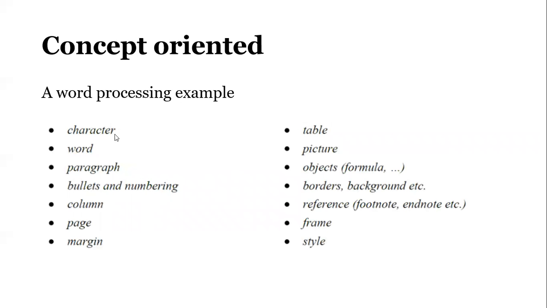So here is an example, in word processing, where you may require students to understand what a character is, a word, bullets, columns, margin, a picture, an object, because you may find a picture and an object in Word are two completely different things, borders, referencing, so on and so forth, footnotes, style. All these are concepts which a student may need to first understand before they simply go in and know how to manipulate the menu and the different functions.